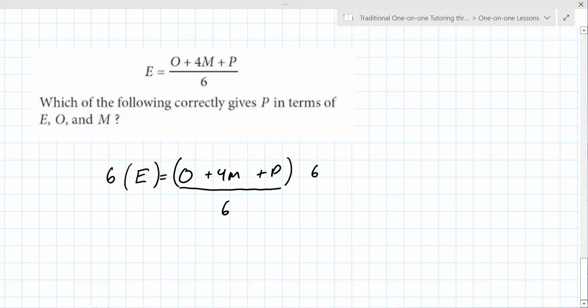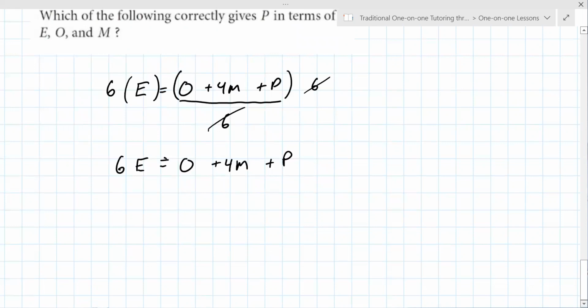That's what I was going to say. I was trying to divide. Now maybe you're going to write that. I know that's not an oral exam, so you don't have to figure that part out. But in this case we want to multiply, so we have 6e equals O plus 4m plus p. Okay, what would you do next to solve for p?